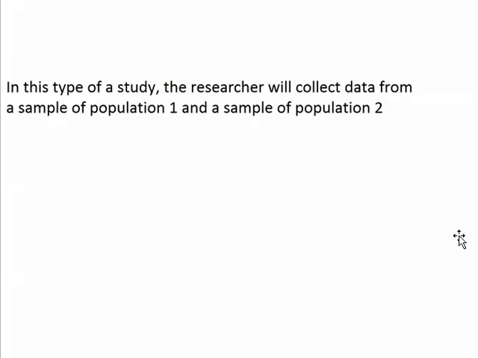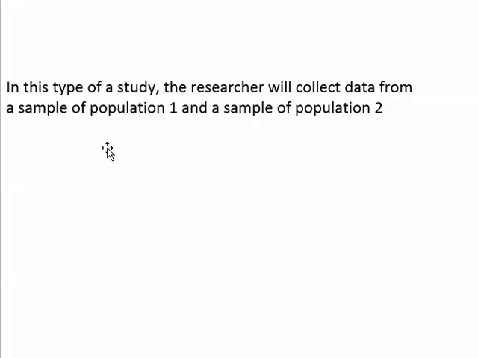And at this point, we'll talk about the big picture of a study in which a two-sample t-test is used, and we'll start by talking about the type of data that has to be collected in this type of study. If a researcher wants to know whether the mean of one population is different than the mean of another population, a researcher has to take a sample of population 1 and a sample of population 2.